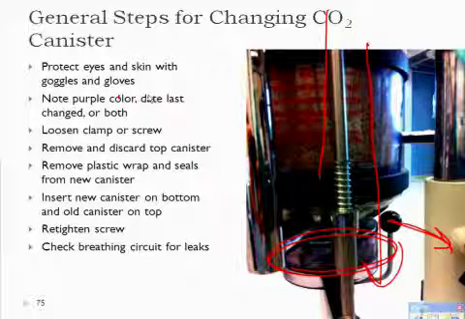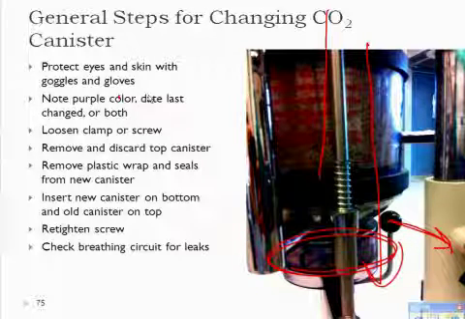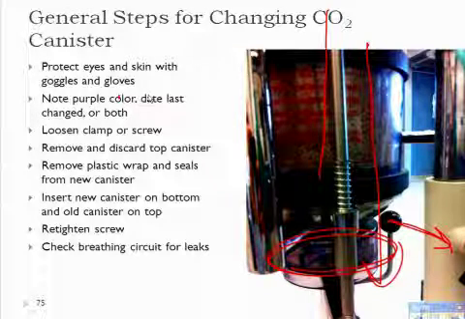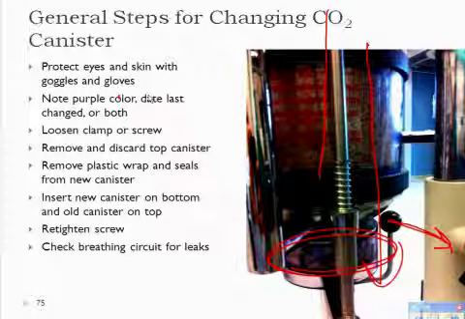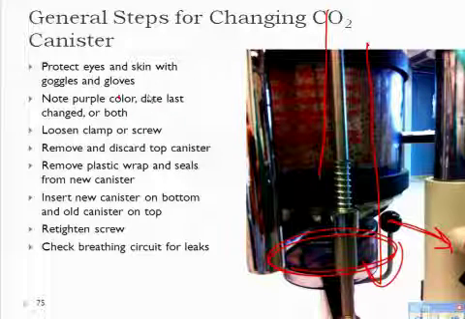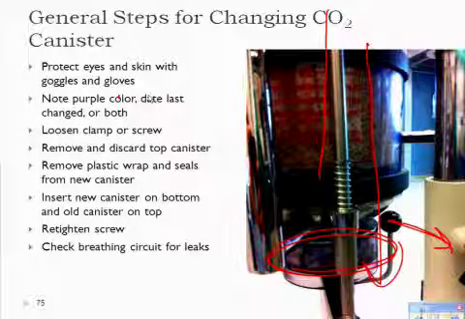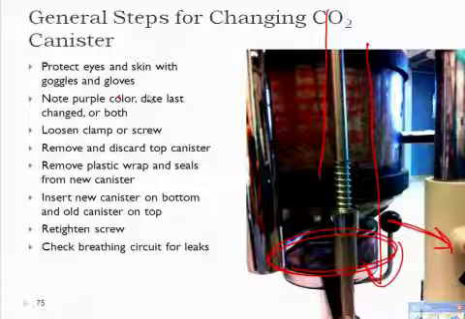Insert the new canister on bottom and the old canister. So with that dual chamber system, you bring the bottom one to top and you put the new one on bottom. Okay, and you keep them rotating like that. So you're always going to change the top one and throw it away, move the bottom from the top, and put the new one on bottom. All right, then you're going to retighten this, simply move it back, and then check the breathing circuit for leaks.